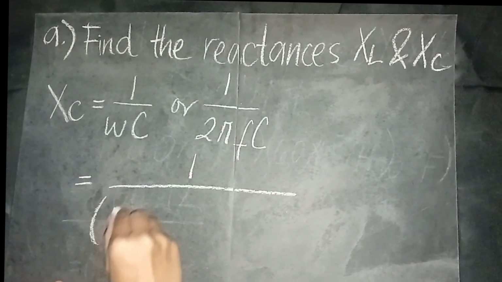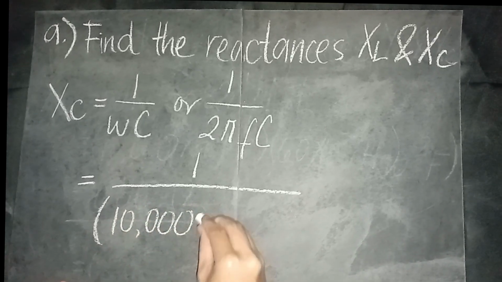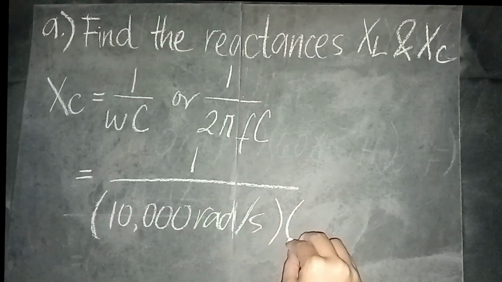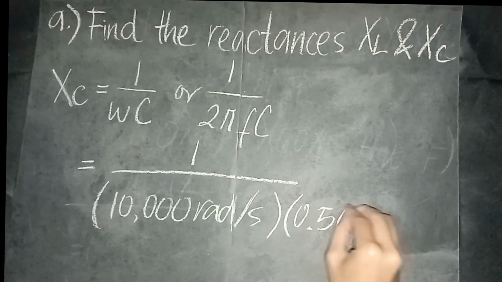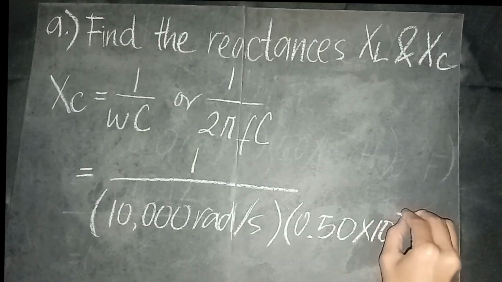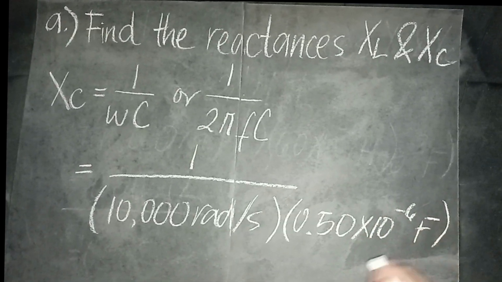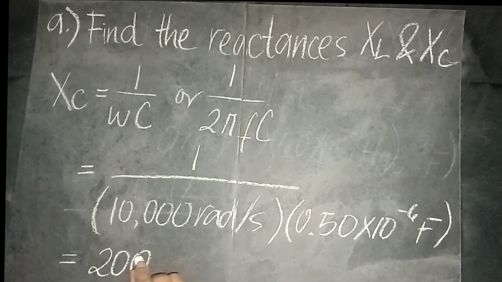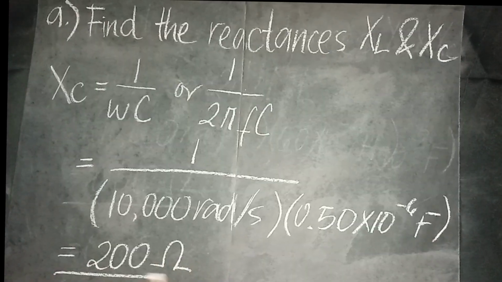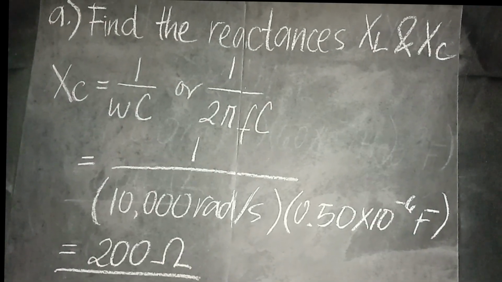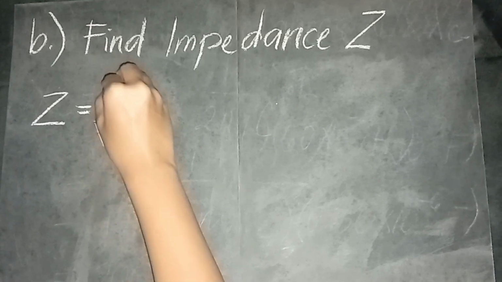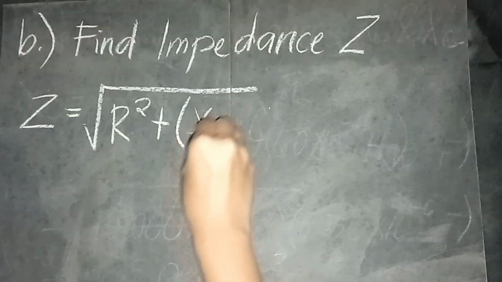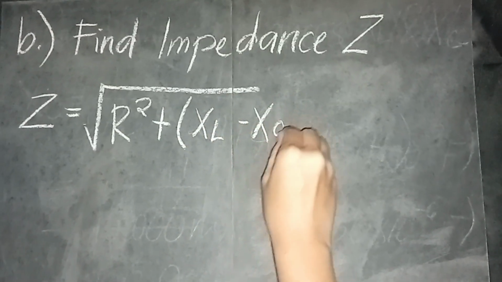1 over, since the value of W is 10,000 rad per second, and C is 0.50 times 10 to the negative 6 F, microfarad. So XC equals 200 ohms. So this is our capacitive reactance. Next, let's find the impedance, in which Z is equal to the square root of R squared plus (XL minus XC) squared.